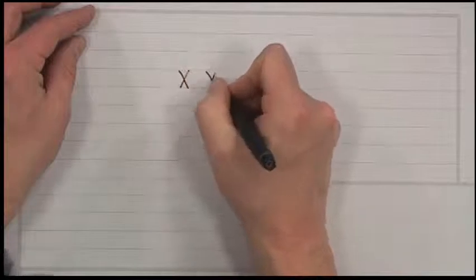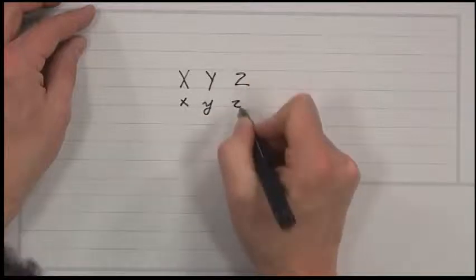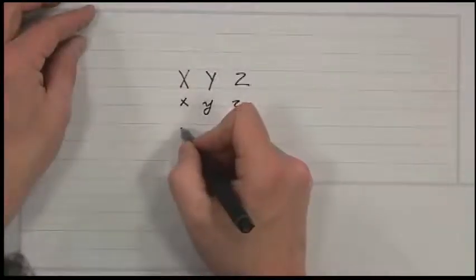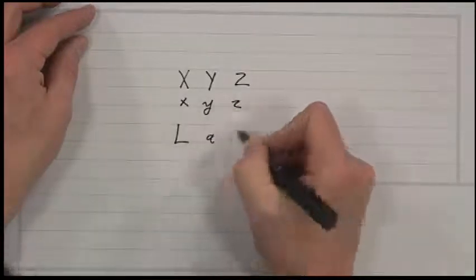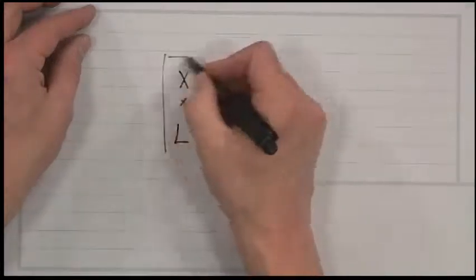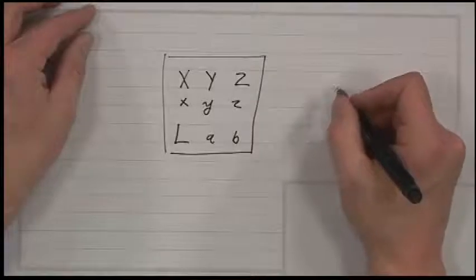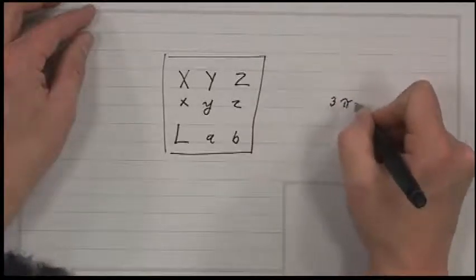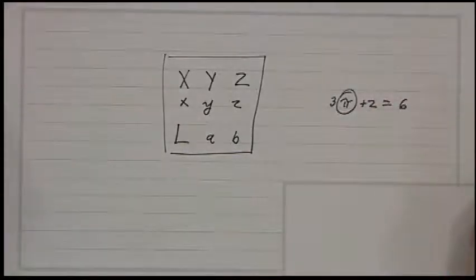Okay, so X, Y, and Z. And then the other ones that you can't really use, maybe you could get away with a little more, but basically I would avoid them, are L, A, and B. So you basically just can't use these symbols for anything else. This would be like if you were writing a formula and you were saying 3 pi plus 2 equals 6, okay? People would be totally confused as to what you meant. I mean, you can't use pi as a variable, okay? Because everybody knows pi is the ratio of the circumference to the diameter of a circle, right?